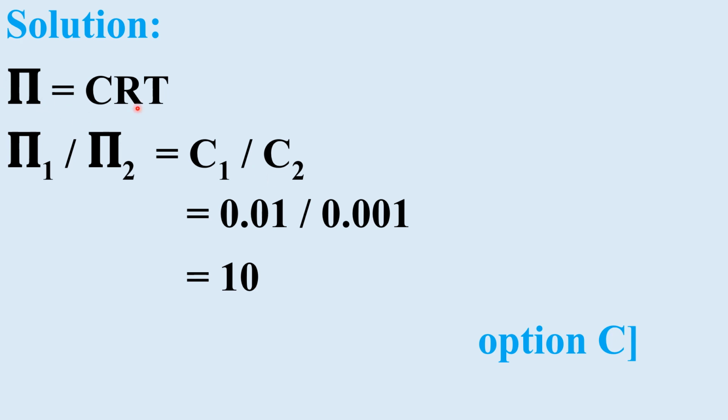We know that π is equal to CRT. Therefore, π1 by π2 is equal to C1 by C2, since RT will be the same, it will get cancelled. Concentration 1 is 0.01 molar and concentration 2 is 0.001 molar. 0.01 divided by 0.001 is equal to 10. Thus option C is correct.